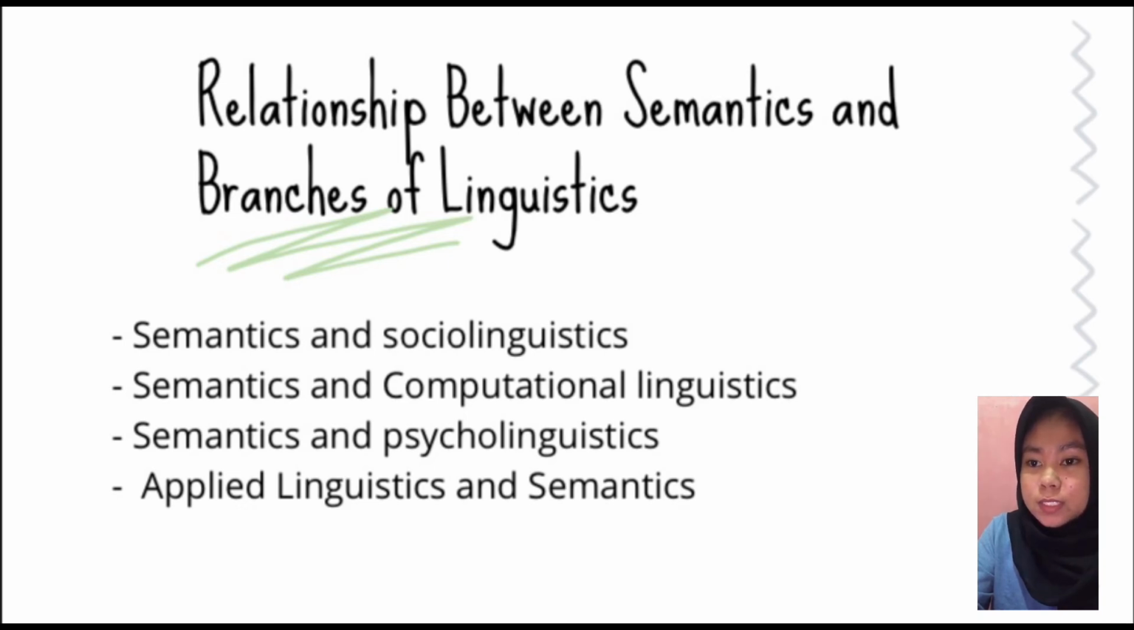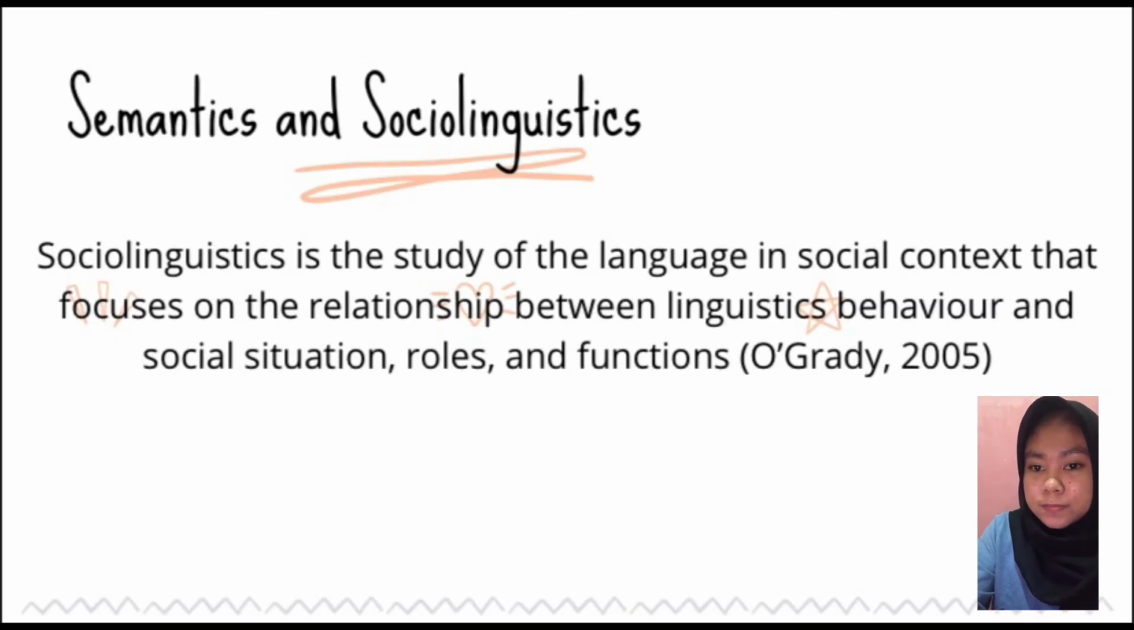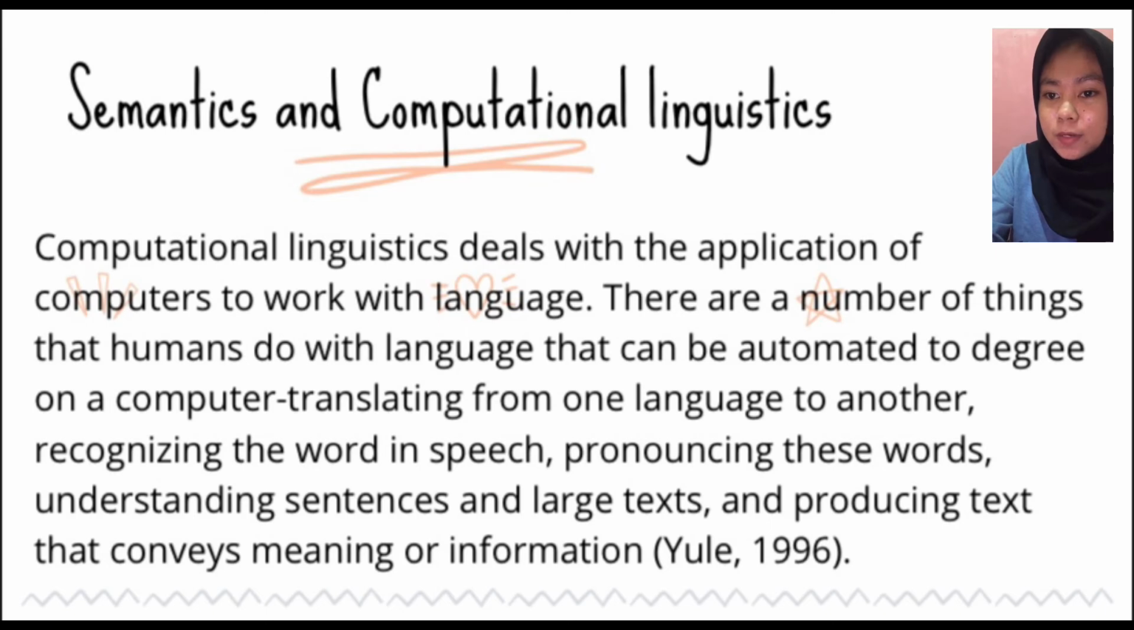Relationship between semantics and branches of linguistics. The first, semantics and sociolinguistics. Sociolinguistics is the study of language in social context that focuses on the relationship between linguistic behavior and social situation, roles, and function. The second, semantics and computational linguistics.